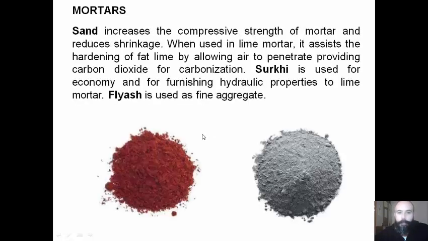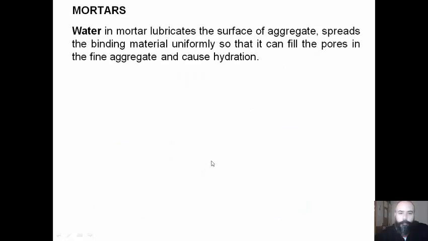Sand, as an aggregate, increases the compressive strength of mortar and reduces shrinkage. When used in lime mortar, it assists the hardening of fat lime by allowing air to penetrate, providing carbon dioxide for carbonization. Surkhi, which is ground brick, is used for economy and for furnishing hydraulic properties to lime mortar. Or we can use fly ash as fine aggregate.